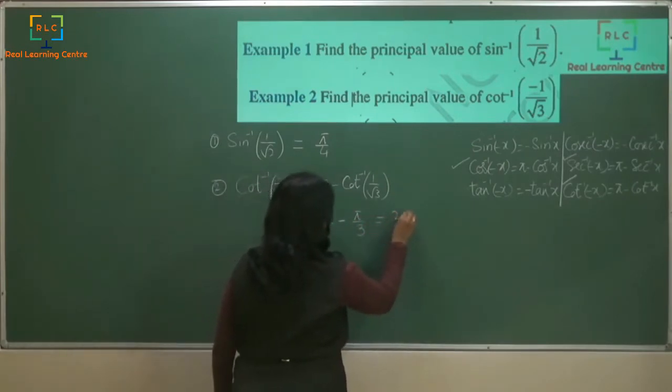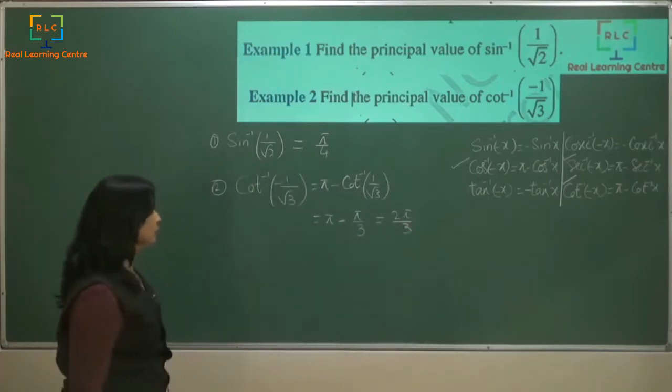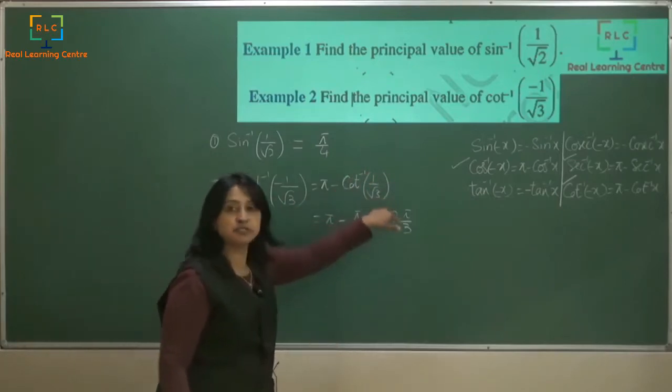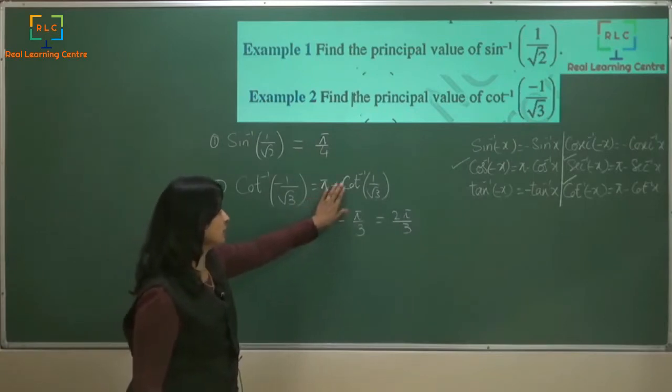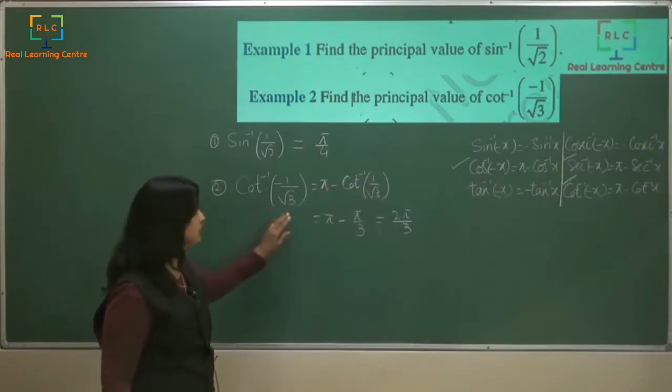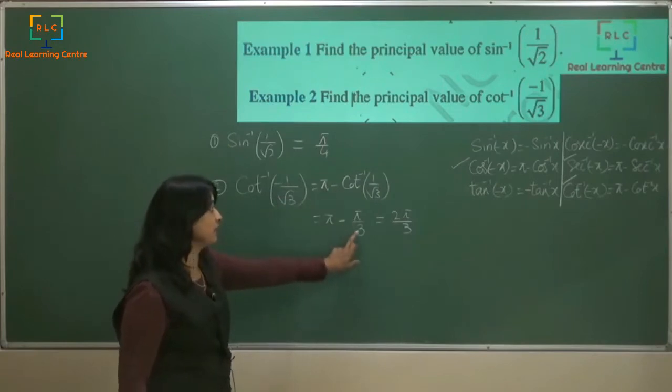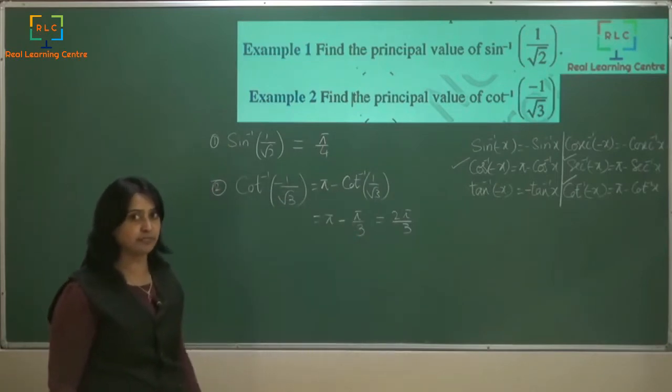That's equal to 3 minus 1, that is 2 pi by 3. Okay, cot inverse of minus, when you should use pi minus. And this step is not necessary if you have got used to it. If you know already pi minus cot inverse of 1 by root 3 will come over here, you can directly write pi minus pi by 3 and calculate it as 2 pi by 3.